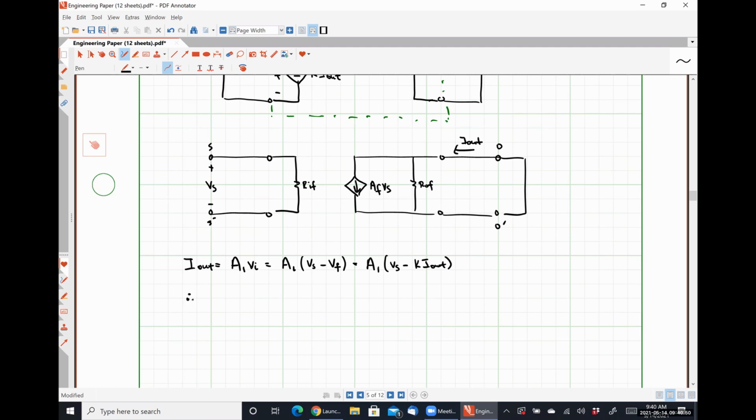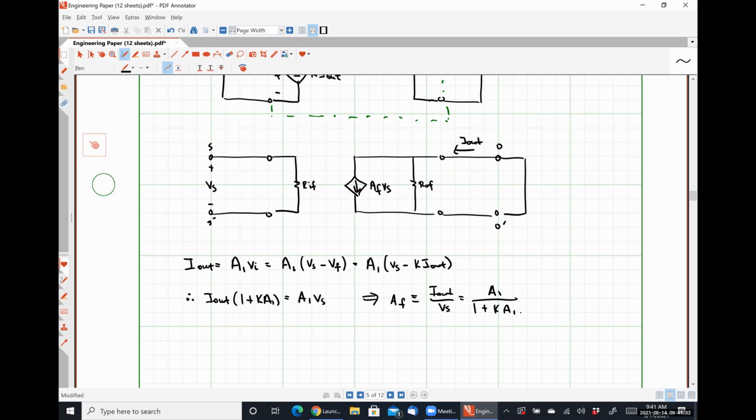And from this, we have that I_out times (1 + K·A1) is equal to A1·VS, giving us a closed loop transfer function. AF, the ratio of I_out divided by VS, is A1 over (1 + K·A1). So if we connect things in this way, we do get our closed loop characteristic transfer function that we're looking for. It's kind of the crux of all this stuff.